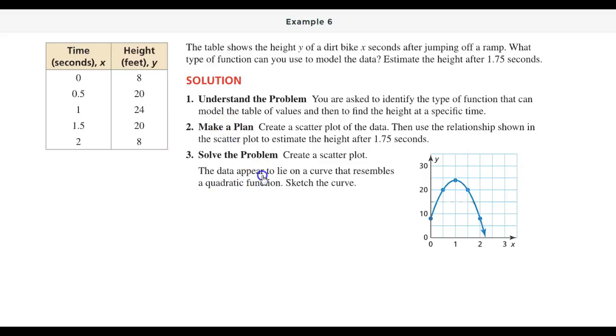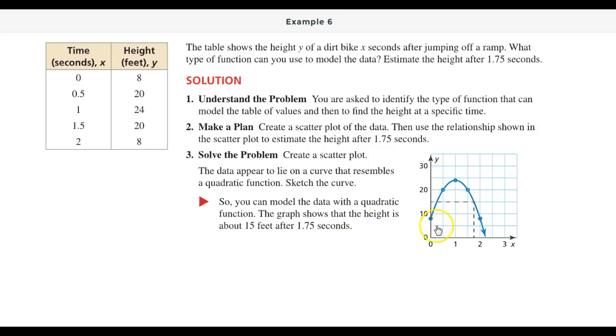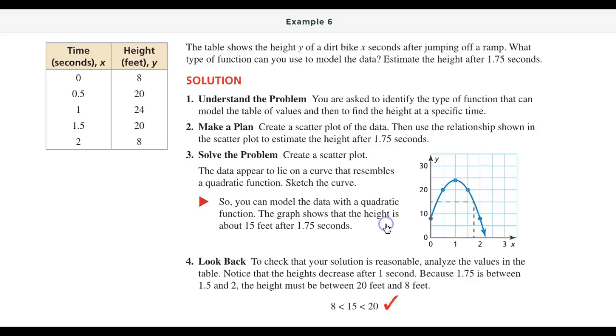And what else did we say? Look at about 1.75 seconds. It looks like it might be around 15, and as long as you're picking something between 20 and 8, you're all right, because that's really all we know for sure. Because it's got to be in between 1.5 seconds and 2 seconds, so the height has to be in between 20 feet and 8 feet.